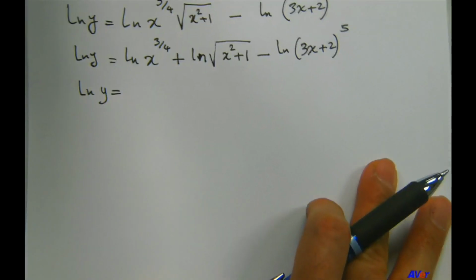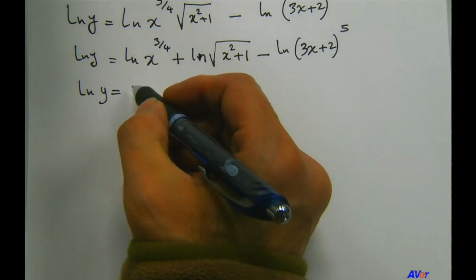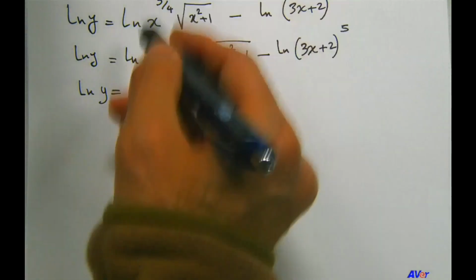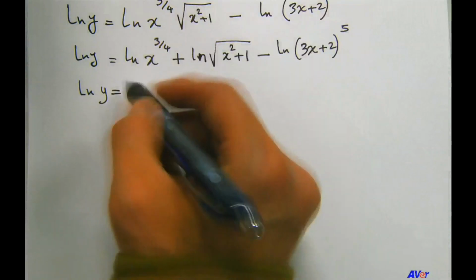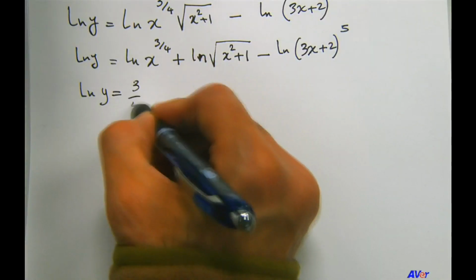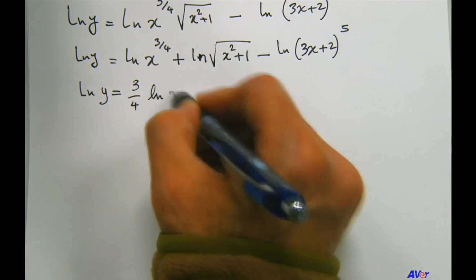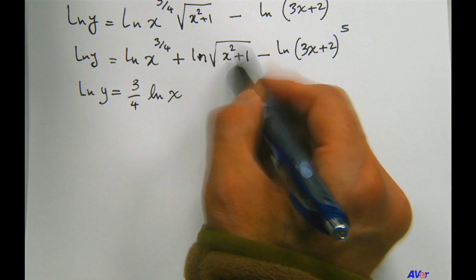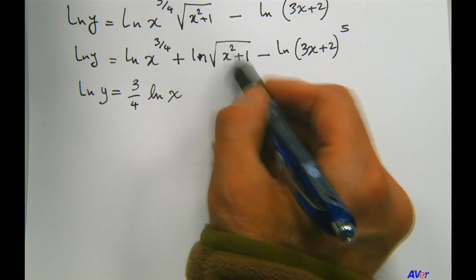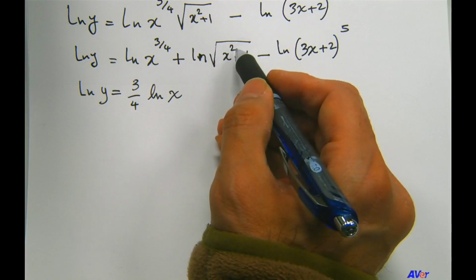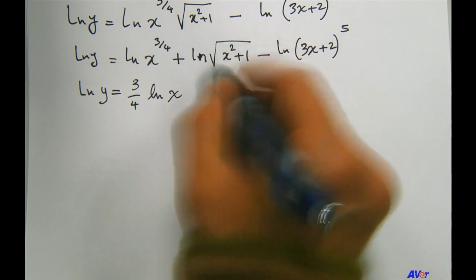Okay, so that's a very useful way of approaching finding the derivative of complicated expressions. So let's bring this 3/4 down and in front. 3/4 times natural log of x. This square root of x squared plus 1 is really x squared plus 1 to the 1/2 power, right? Written in power form. So let's convert that.